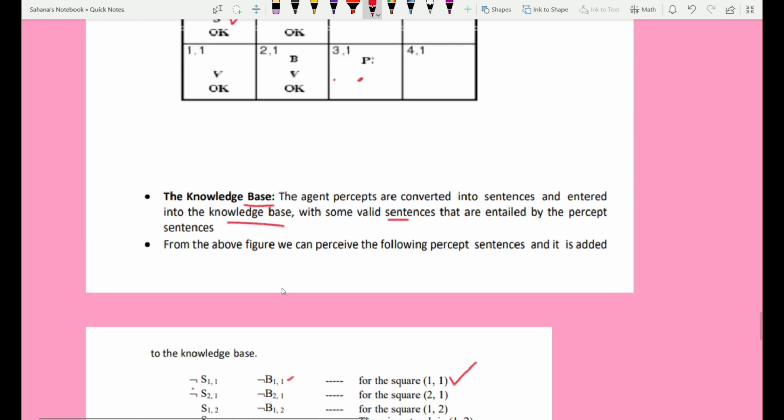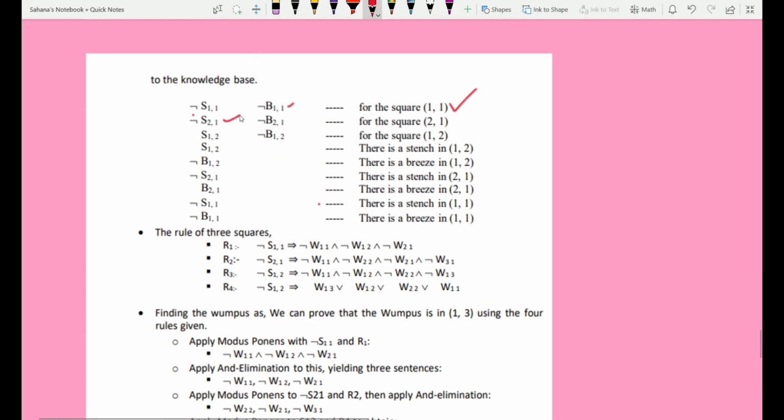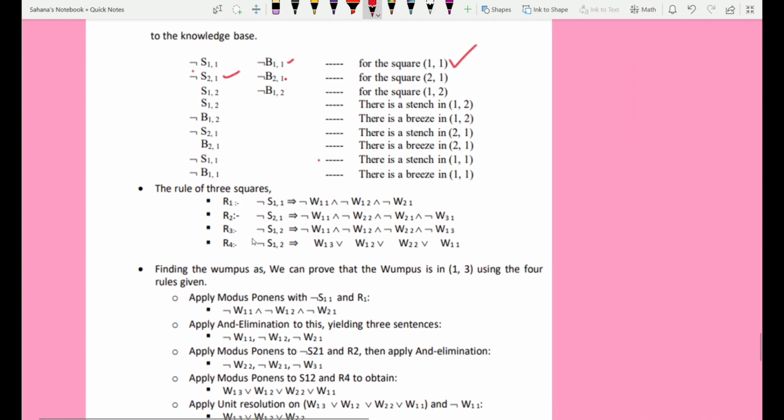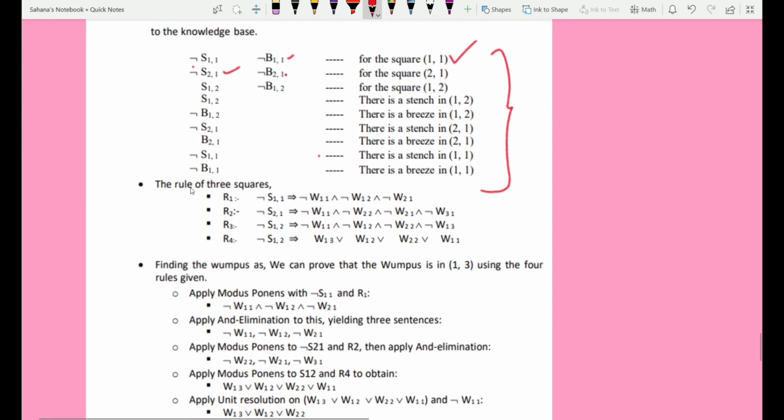In the square 2,1, there won't be stench and there won't be breeze. In the square 1,2, there will be a stench and there won't be a breeze. Okay, all the conditions you will write. You should know about these rules: that is S11, S21, and S12, negation of S11, negation of S21, and negation of S12.